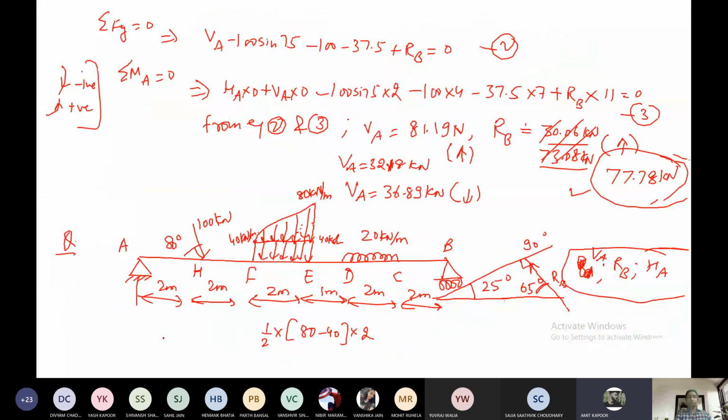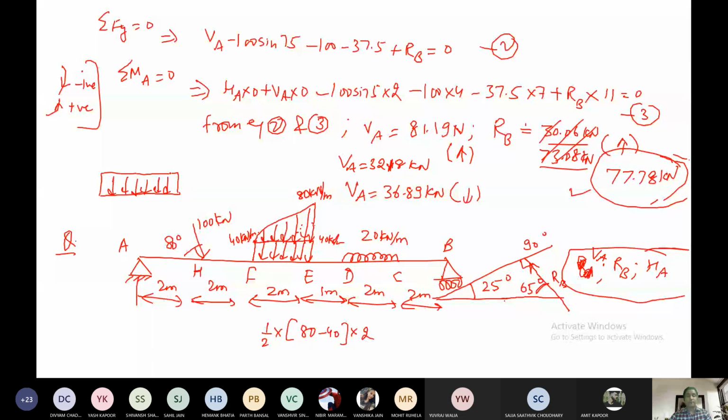See, this is the UDL and this is the UVL. For the UDL part, you can see here the length is 40. You can make this very easily. This is as simple as the previous one. I am just explaining it once again for you here, separately.